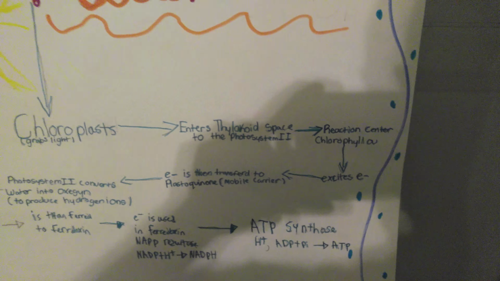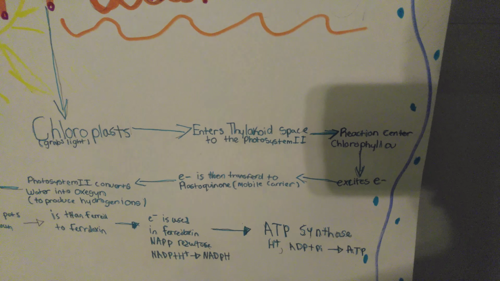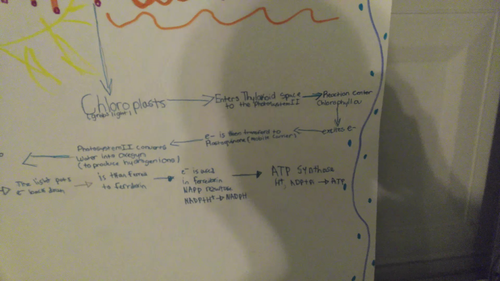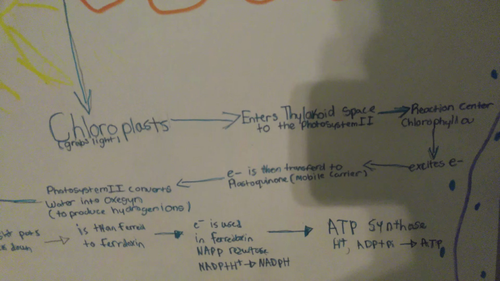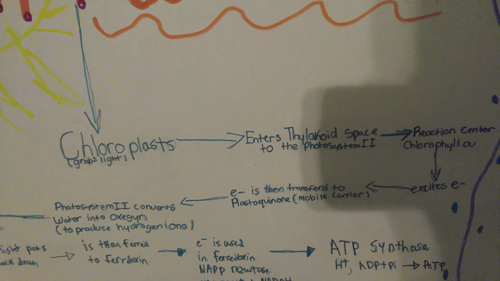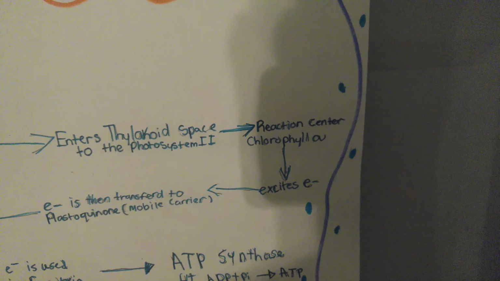In the next arrow I have here, it says that light enters the dipole space into photosystem 2. Basically, what I'm trying to say is that the photon light enters through the dipole space, and then it enters photosystem 2. And then when it's in photosystem 2, it goes through the reaction center chlorophyll A.